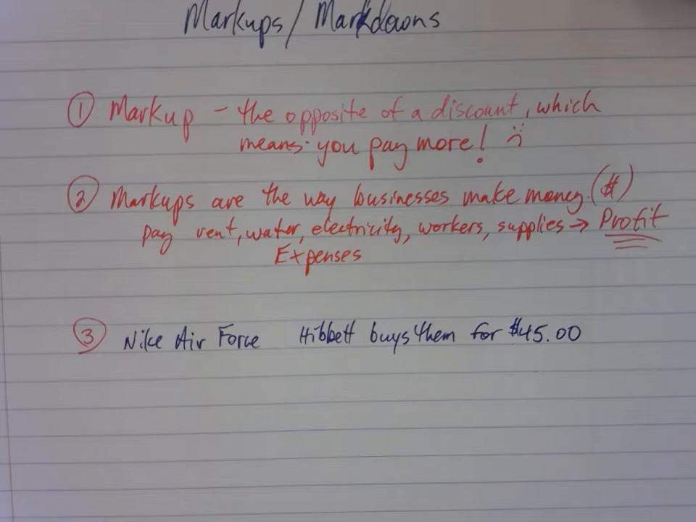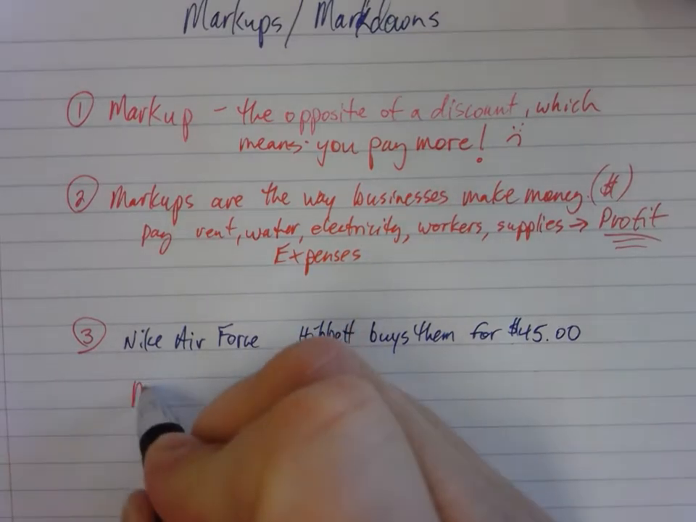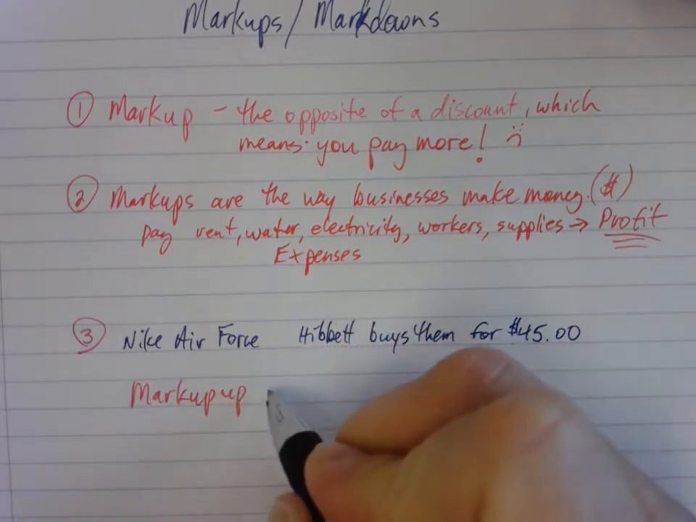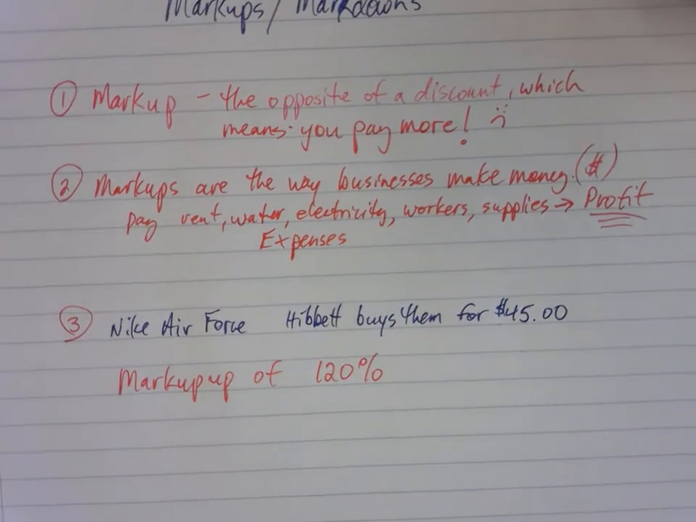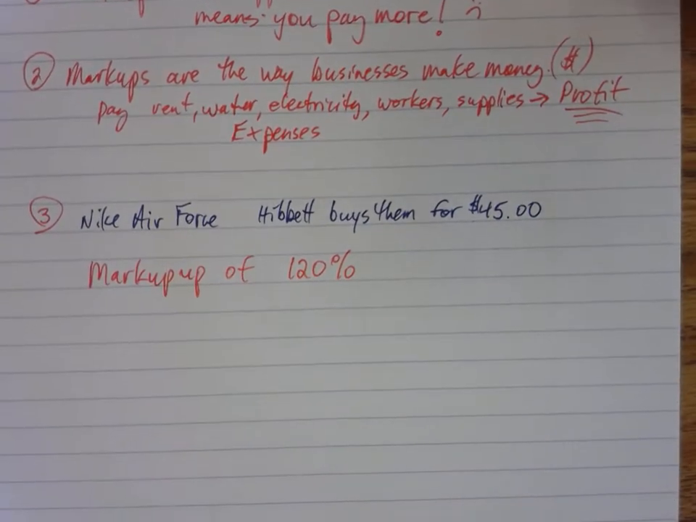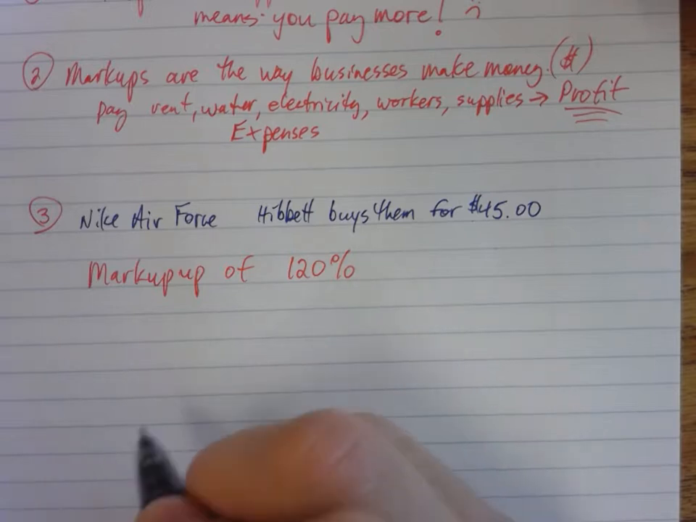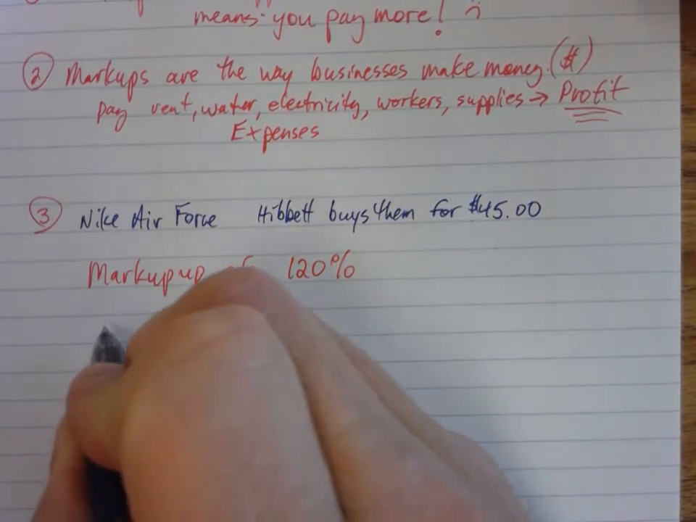So they have to mark up the price. Let's say Hibbett has a markup of 120%. I'm going to show you a couple of different ways you can do this. If they have a markup of 120%, you can write it as a proportion. So here's the proportion method.